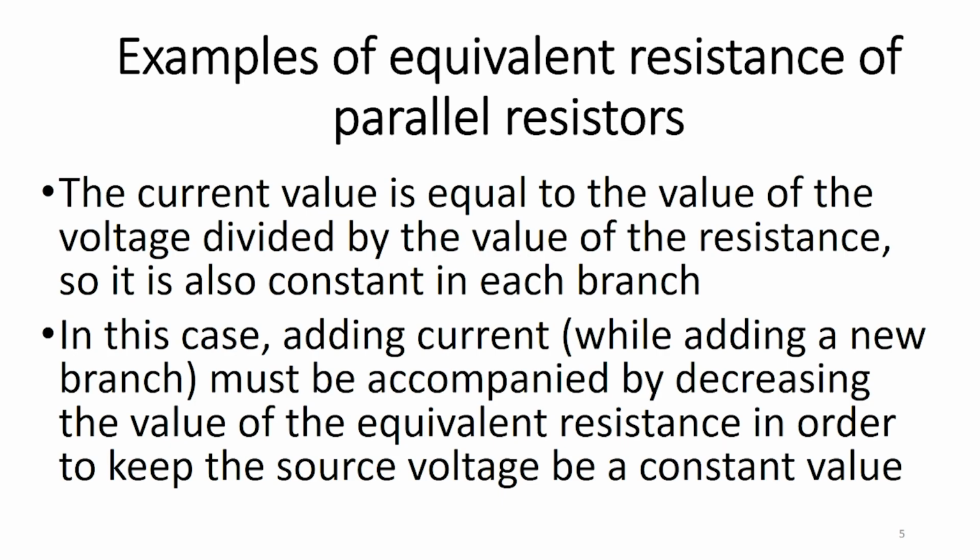In this case, adding current while adding a new branch must be accompanied by decreasing the value of the equivalent resistance in order to keep the source voltage a constant value.